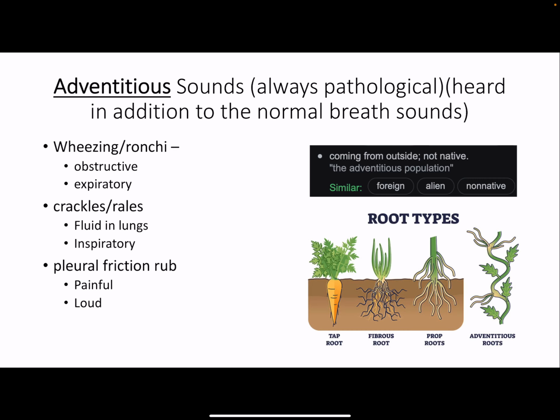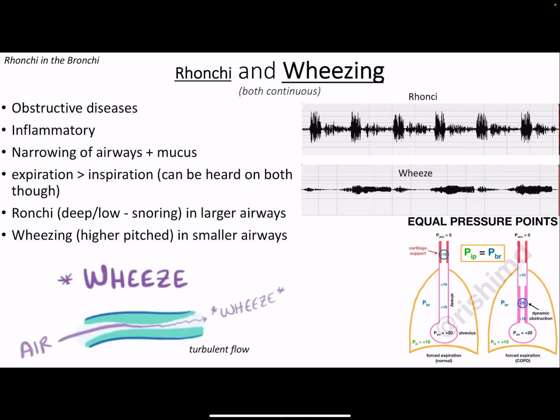So an adventitious sound is one that doesn't really belong there. That's a response to some sort of stress. Wheezing and rhonchi kind of go together. This is for obstructive conditions, and it's going to be on exhalation. Crackles and rales are going to be when there's fluid in the lungs, mostly on inspiration, and a pleural friction rub is going to be painful and particularly loud. So wheezing is the main one.